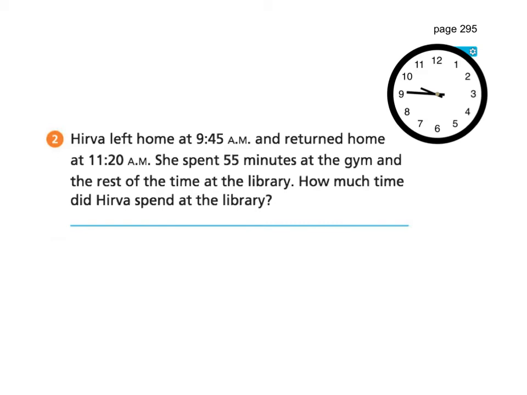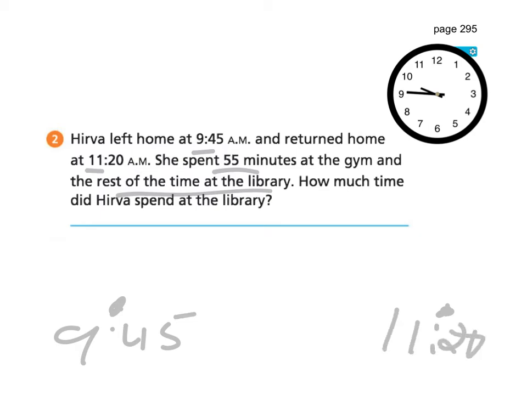Number 2 is saying, okay, she's leaving home at 9:45. She gets home at 11:20. This one's a little bit tricky because you have the start time, you have the end time, and it's saying she had 55 minutes of time spent at the gym, and the rest of the time is at the library. So first thing I would do is figure out, first of all, the elapsed time. So 9:45, an hour would be 10:45, and then I can't go to 11:45 because that's too much.